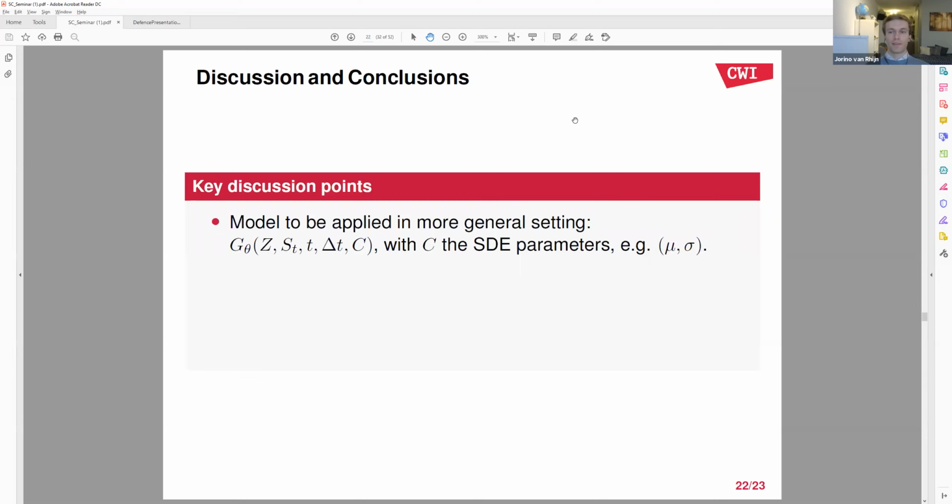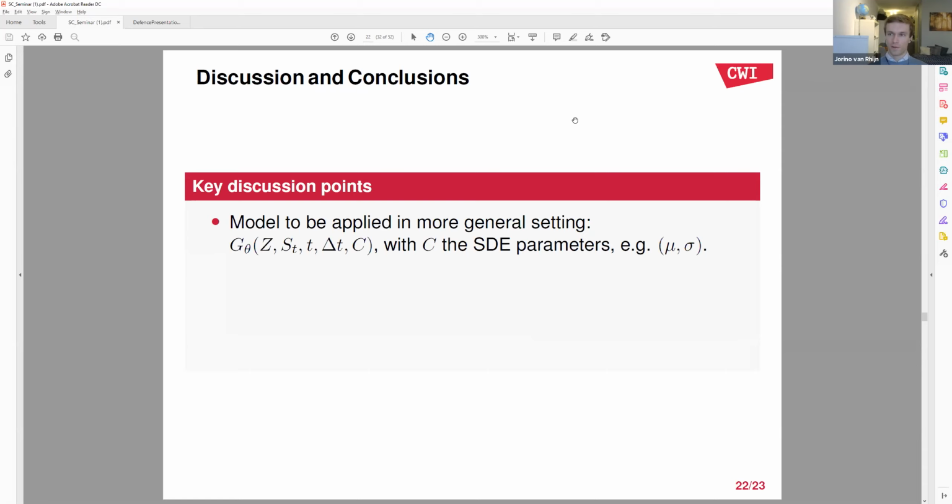So yeah, let's take a step back and see what I've been doing. There's now this model that can find a strong approximation to an SDE. If you can find your conditional distribution, you can find a training set. But it can be applied in a more general setting.